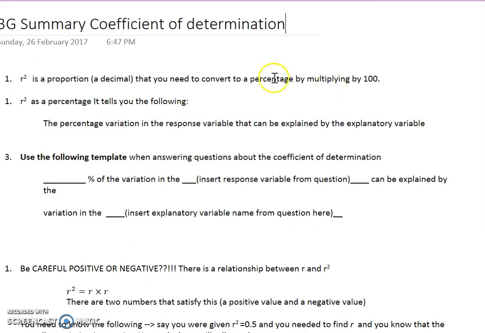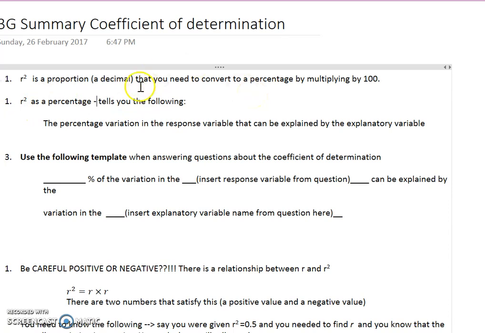So we're just going to quickly go through a summary. R squared is a proportion, so a decimal, that you need to convert to a percentage by multiplying by 100. R squared as a percentage tells you the percentage variation in the response variable that can be explained by the explanatory variable, so how much of it can be explained by the explanatory.